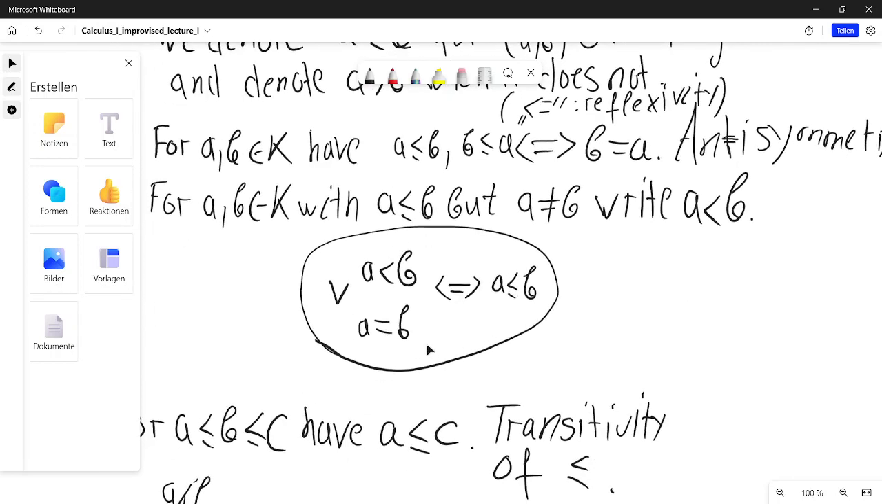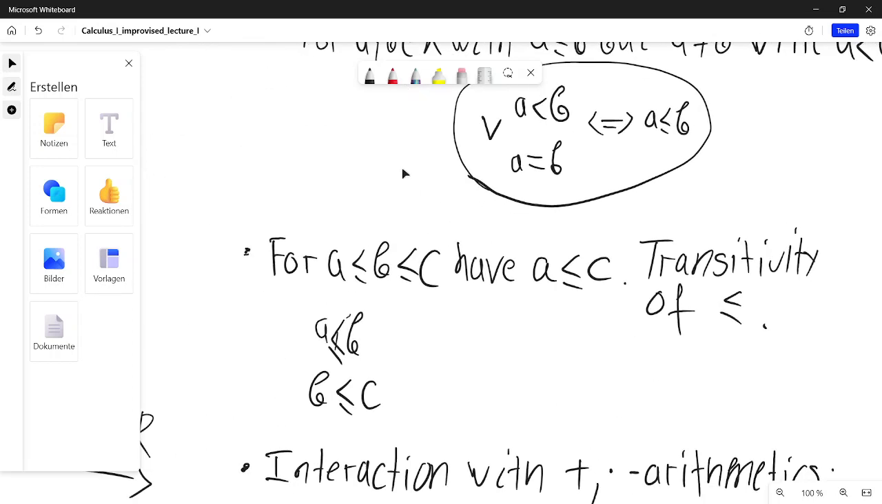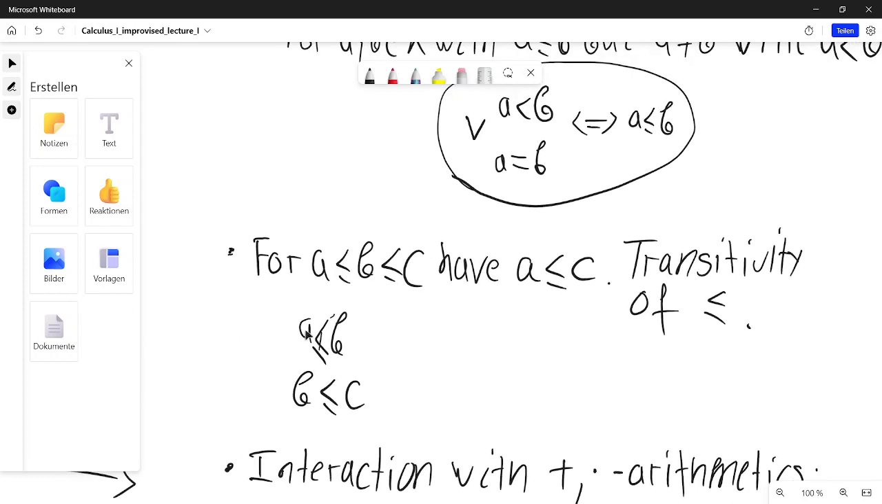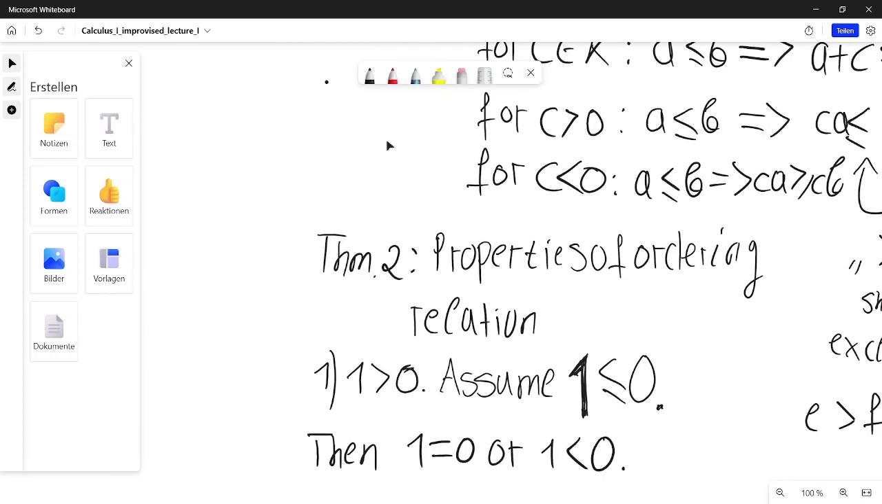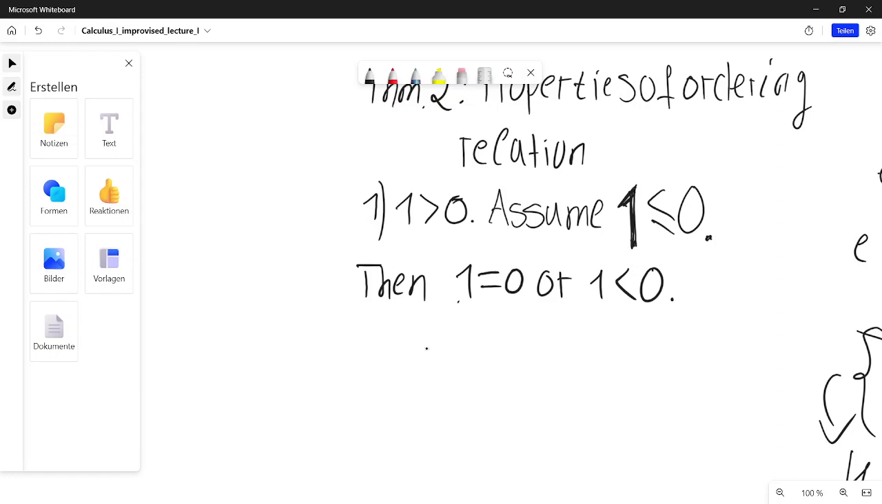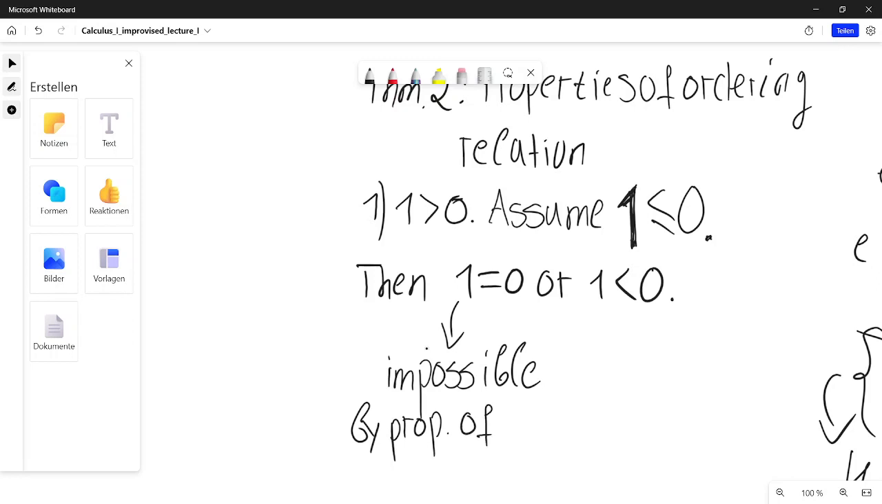Here we just used that thing. But this is impossible. This is impossible by properties of real numbers, but we have not proved that. You can prove that after we had those little calculations. You can prove that easily by properties of real numbers.